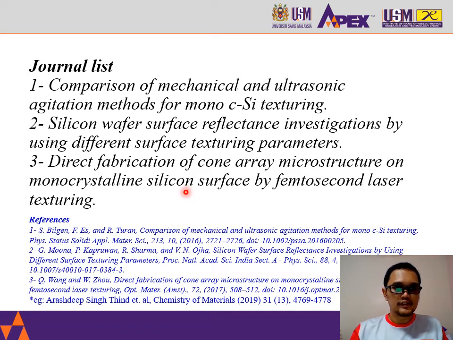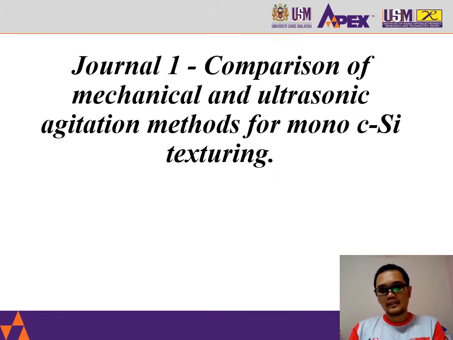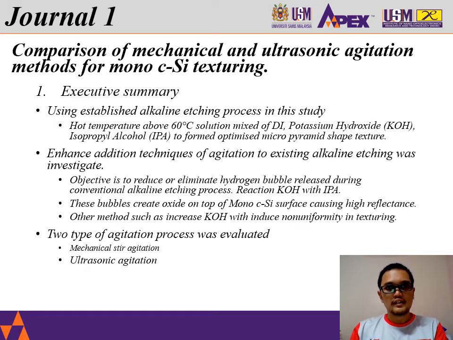And the last journal in the list that I've selected is the Direct Fabrications of Cone Arrays Microstructure on a Monocrystalline Silicon Surface by Femtosecond Laser Texturing. This has been published in 2017. And the references of the authors are listed below here. So the first journal is titled Comparisons of Mechanical and Ultrasonic Agitation Method for Monocrystalline Silicon Texturing.